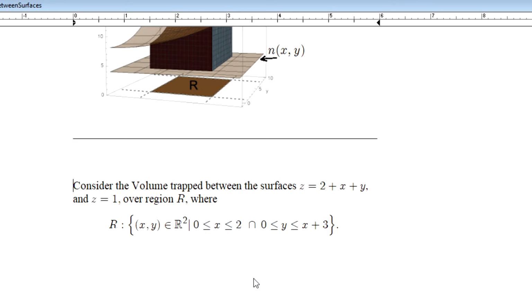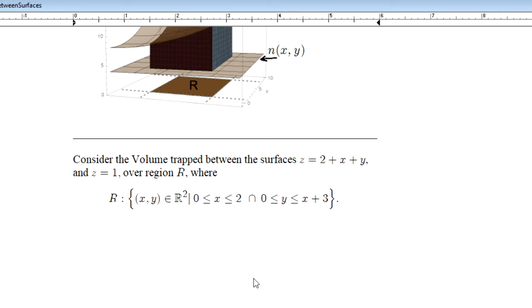We might consider the volume trapped between these two surfaces: the surface given by z equals 2 plus x plus y, and the surface given by simply z equals 1. We are going to be interested simply in octant 1 of three-dimensional space, where x is bounded between the values of 0 and 2, and y is bounded between the values of 0 and the line x plus 3.